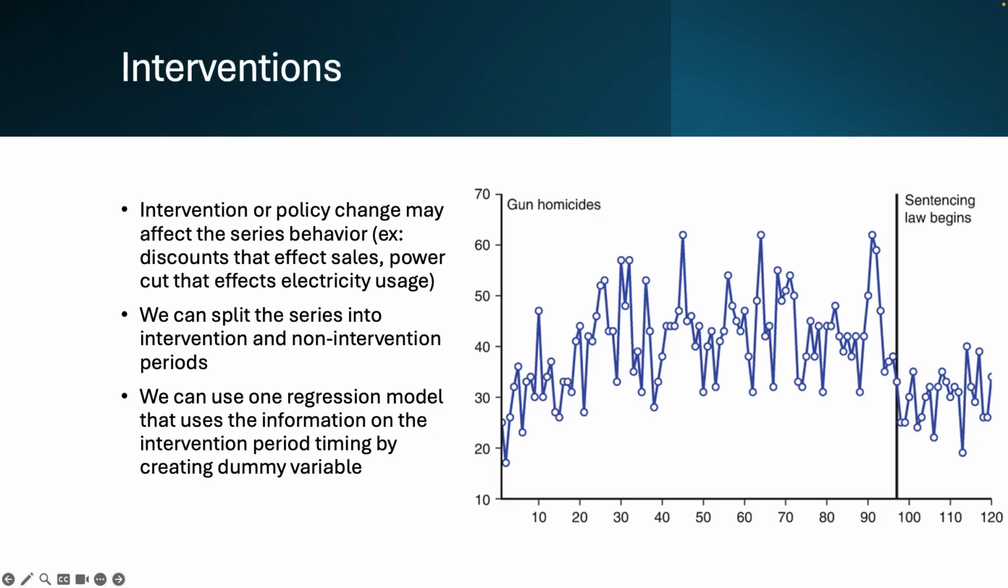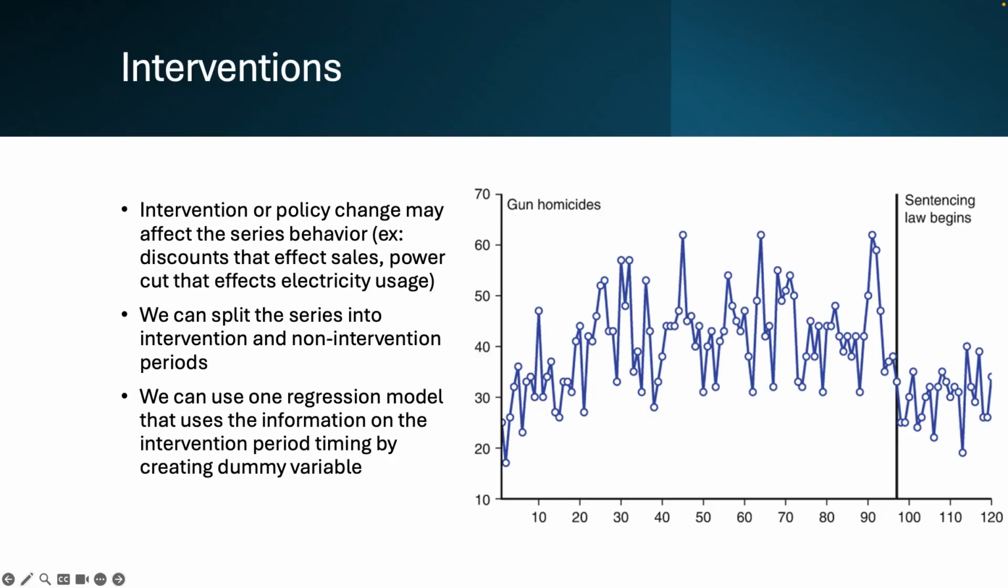So, in some applications, we know that during the training period of our time series, there was some intervention or policy change that we think might affect the series behavior. For example, a special discount that affects sales, or a power cut that affects electricity use. In such cases, assuming that we know the dates of the intervention, we can either split the series into intervention and non-intervention periods and model each period separately.